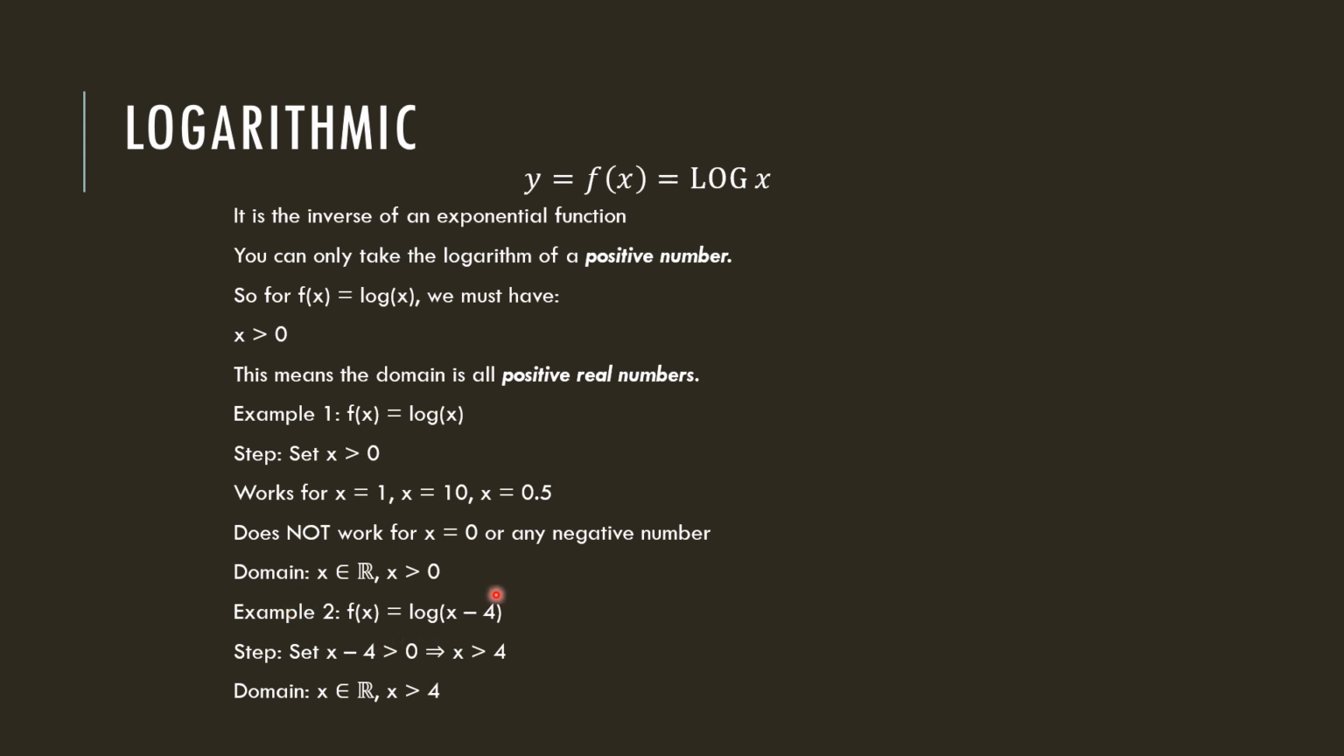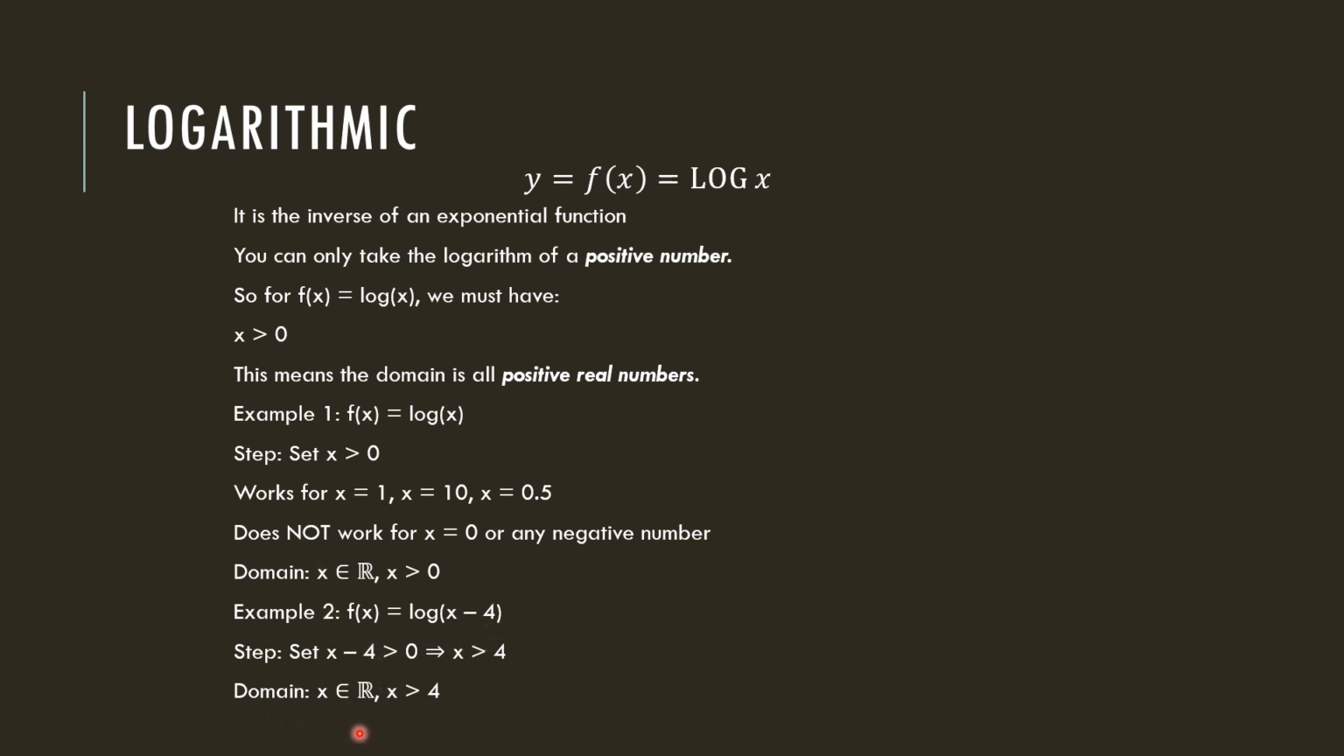So look at example 2 here, log of x minus 4. Here x minus 4 supposed to be greater than 0, which means that the domain will be all x values greater than 4. So anytime I use an x value greater than 4, I'll be able to get an answer for this particular log function. If I use numbers less than or equal to 4, I won't be able to get an answer, and that is the restriction on this particular function.